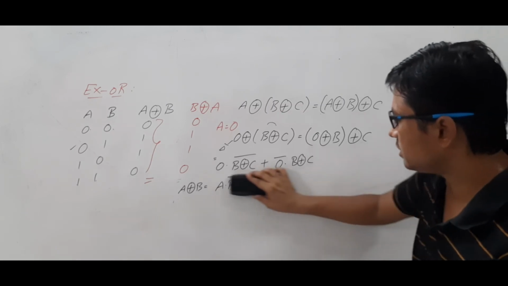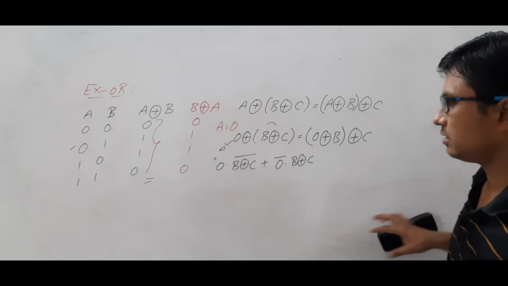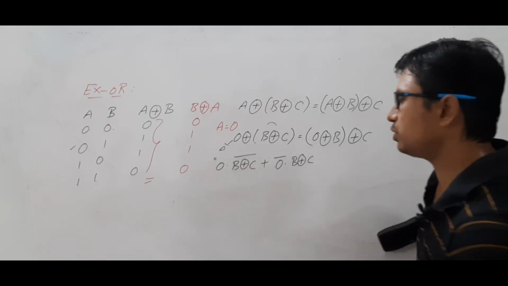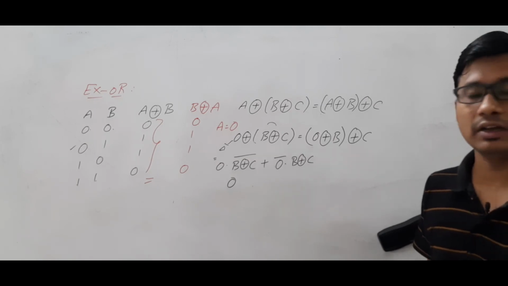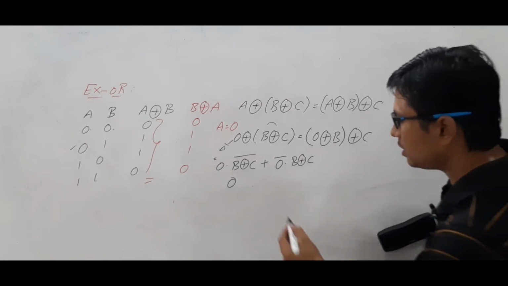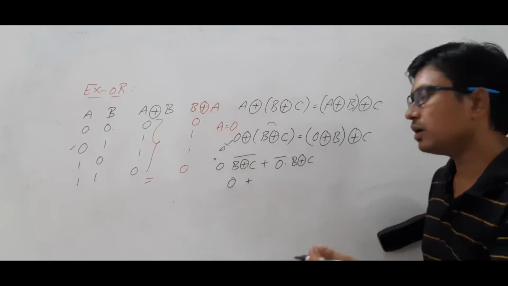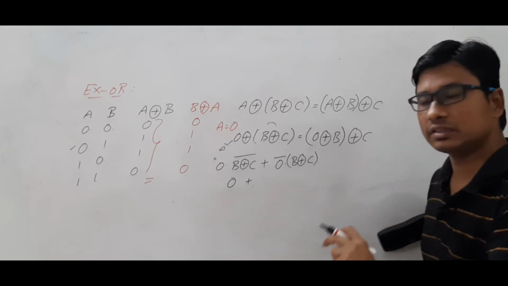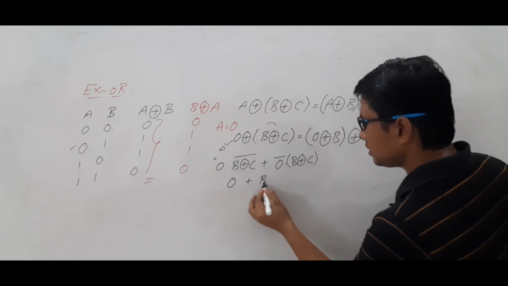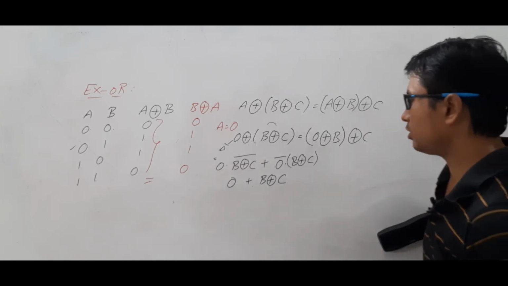Now if you see, 0 and anything, you will get what? 0 only. Will you accept with me or not? Or have you understood it or not? Now if you take this 0's complement, which is equal to 1, 1 and with this one, what you will get? The same B exclusive OR C. Is it clear? Are you able to understand?